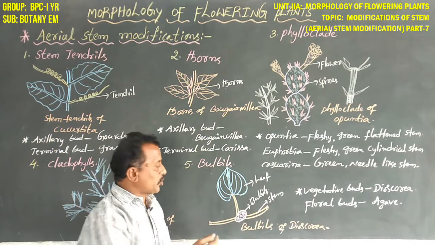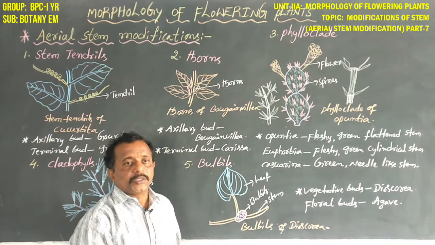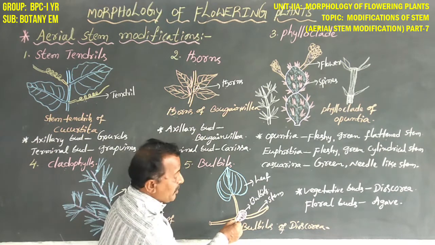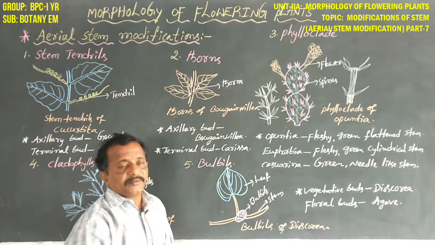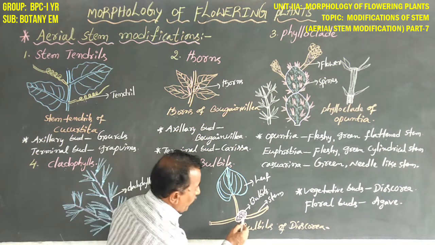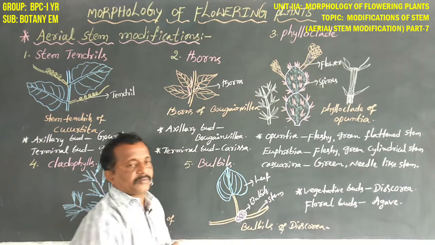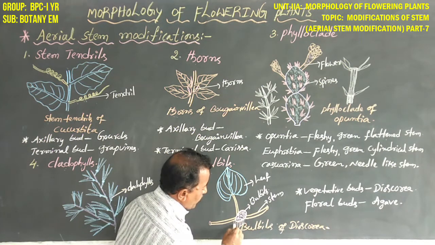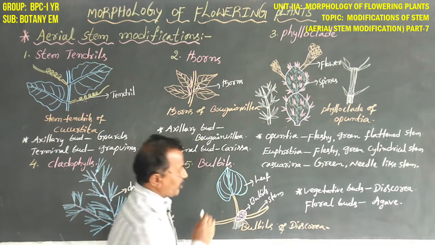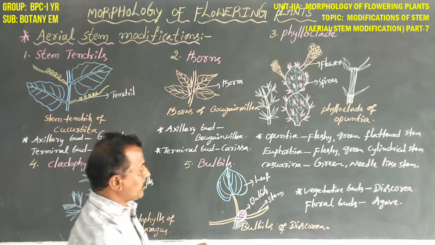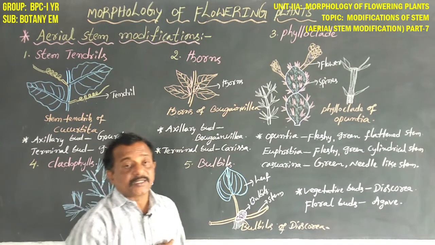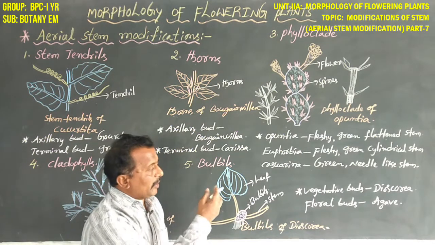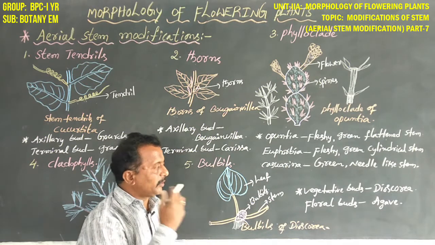These bulbils always store food materials. When they detach from the parent plant, they produce adventitious roots. So these adventitious roots help in vegetative reproduction. That is called bulbils.